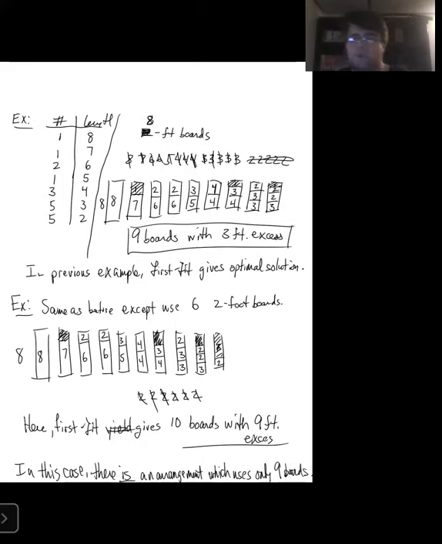Well, I'm not going to tell you. I may mention this on Thursday of this week. I may mention it Thursday of last week, but it's a good exercise. Try to find another way you can arrange these that uses only 9 boards for this example with the 6 2s. There is one. Yes, there is one. And in that case, there would be only 1 foot of excess wood. So try that. That's a useful exercise to go through.